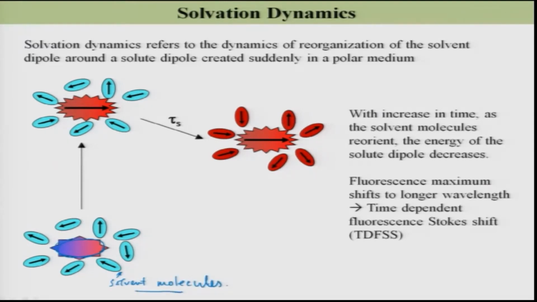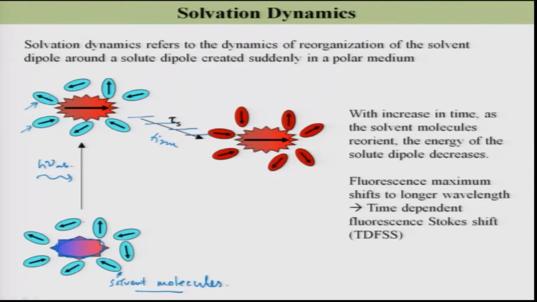Upon excitation, this is my excitation, h nu absorption of this molecule, so I am going to create a dipole this way. Just after the excitation, these solvent molecules will have a similar orientation to that in the ground state, but as time goes, here is my time axis, these solvent molecules will reorient themselves, and at each step in between, an emission spectrum will come.